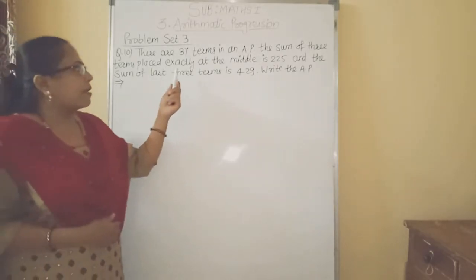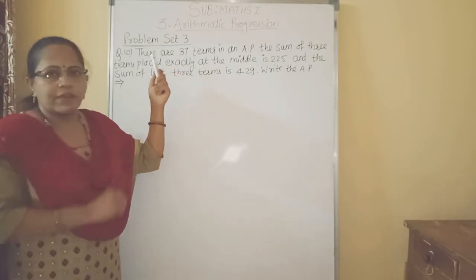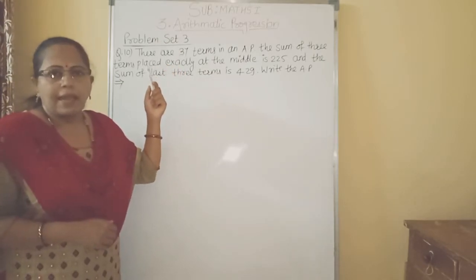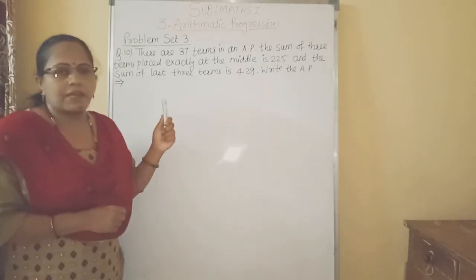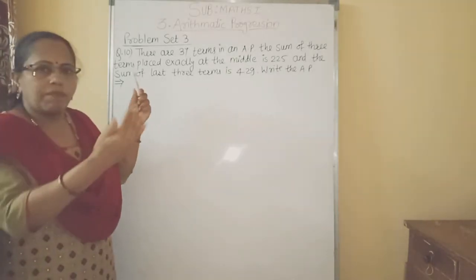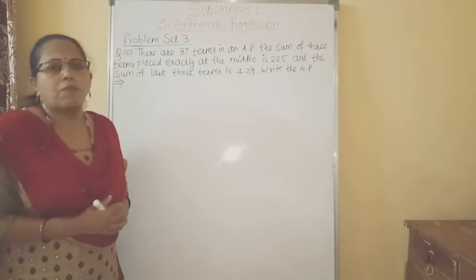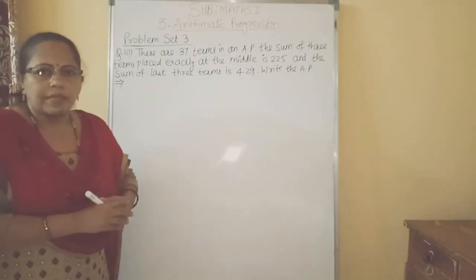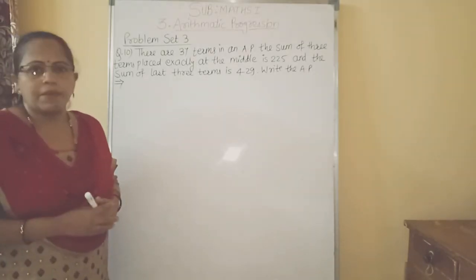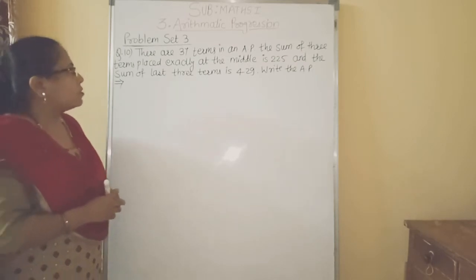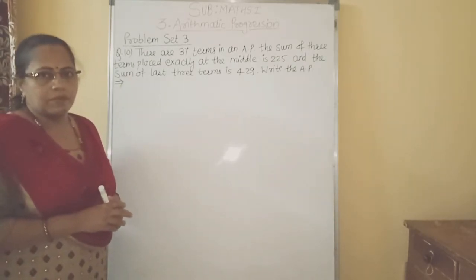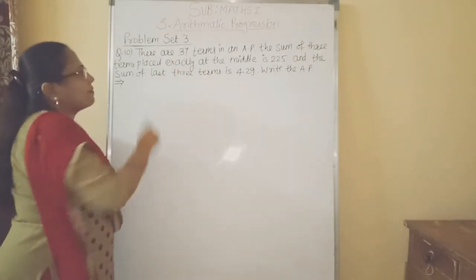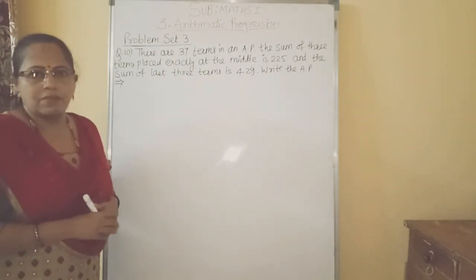But this is not given in the question. Instead of that they gave, there are total 37 terms in the AP and the sum of exactly three middle terms is 225 and the sum of last three terms is 429. And from that we have to create AP. Okay. Now first we should know which terms are the exactly middle terms. So total terms are given 37 terms.